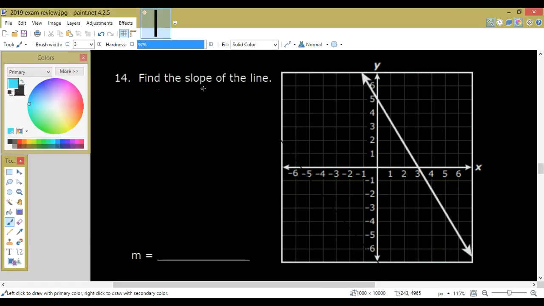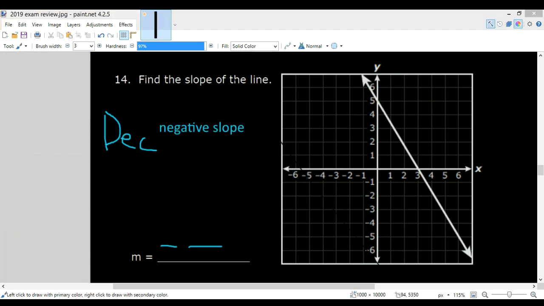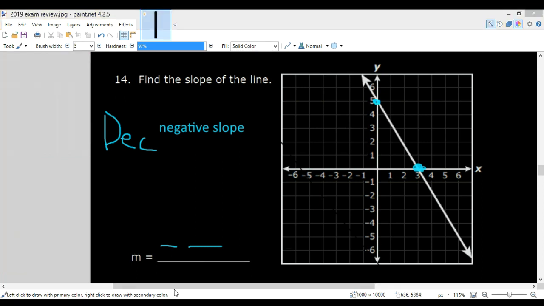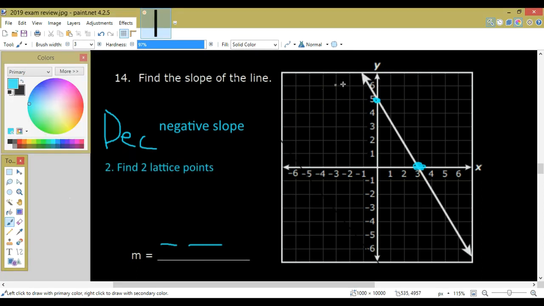Number 14, find the slope of this line. So first we want to see if it's increasing or decreasing. This is a decreasing line, so we know their slope is going to be negative. Next, we want to find 2 lattice points on this graph. We have one right here, and we have one right here. And lattice points are just points that intersect both of the grid lines at the same time.